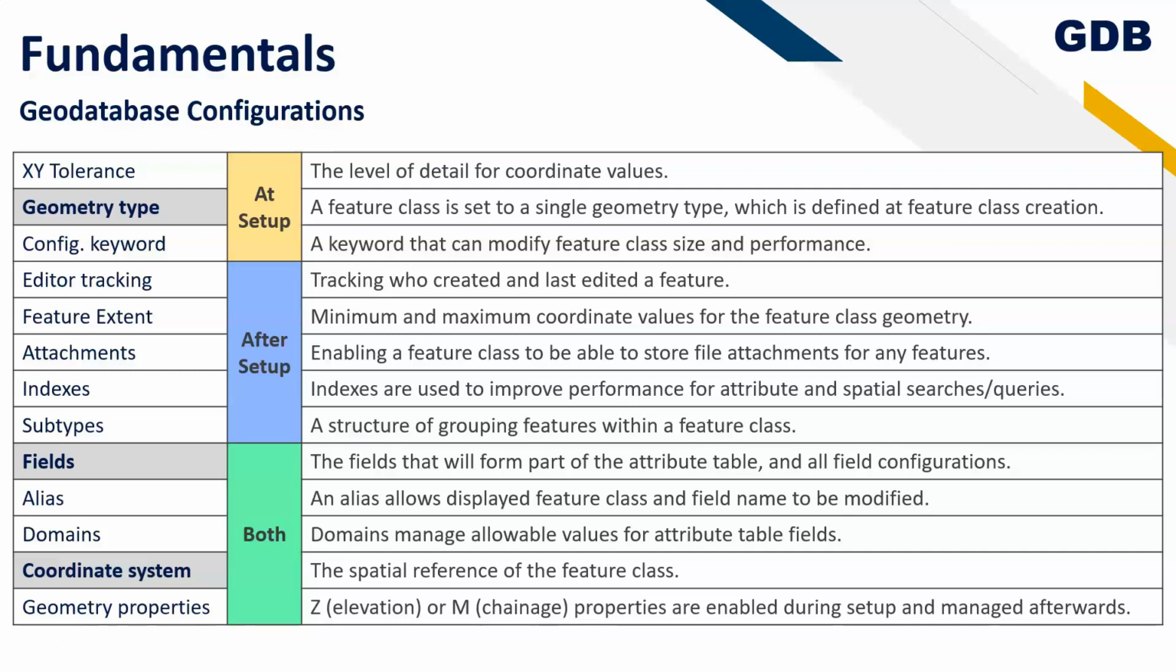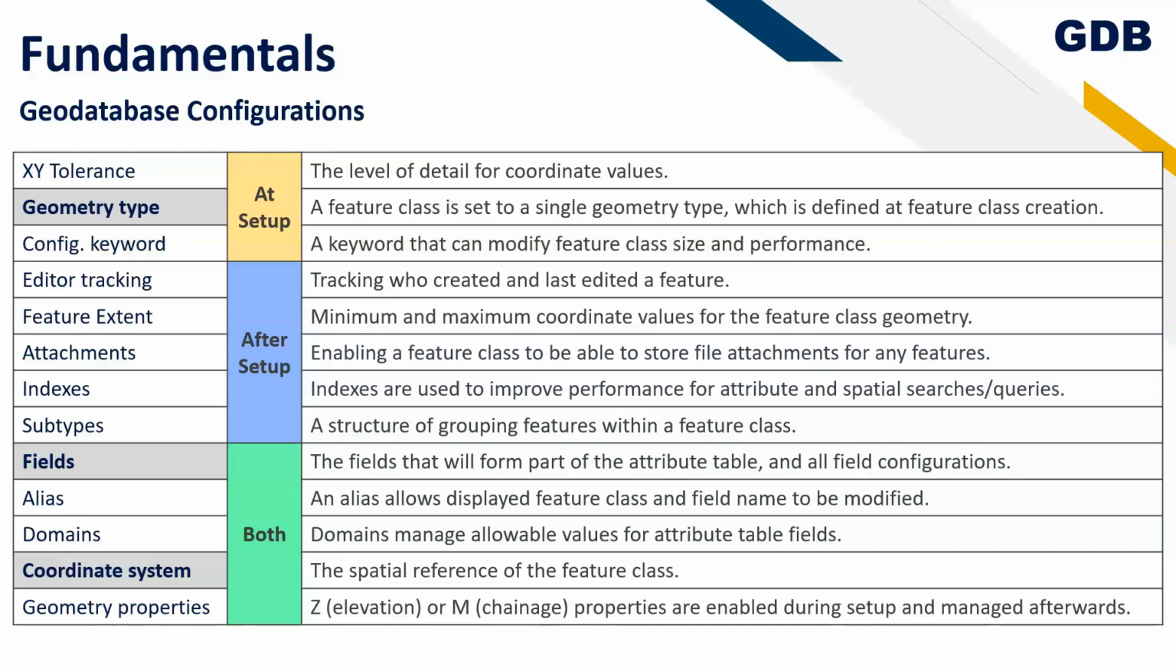Fields, aliases, domains, the coordinate system, and geometry properties can be set either during feature class creation or afterwards. Then the following configurations can be set up only after the feature class has been created. This includes enabling editor tracking, setting the feature extent, enabling attachments, manually refining indexes, and applying subtypes. The 3 minimum configurations required for a feature class are highlighted in grey.